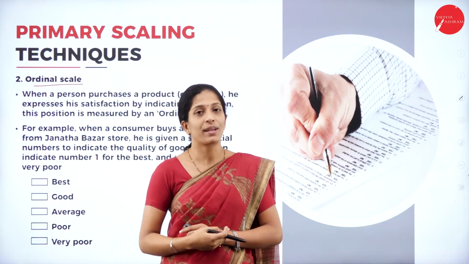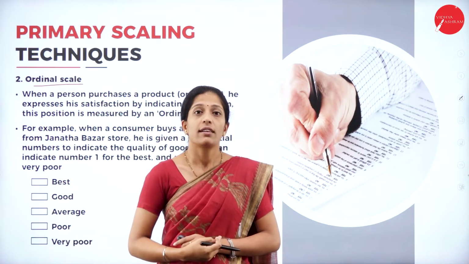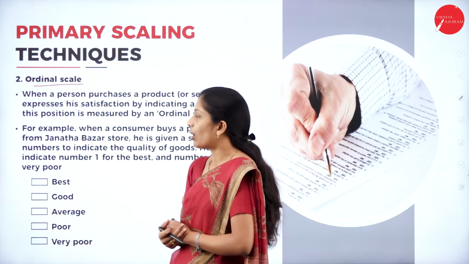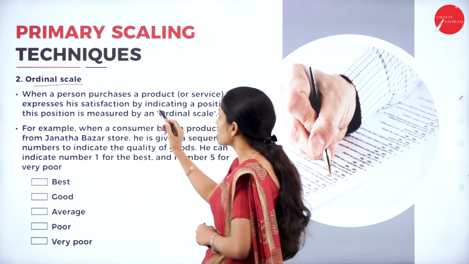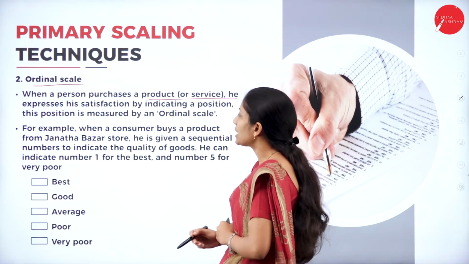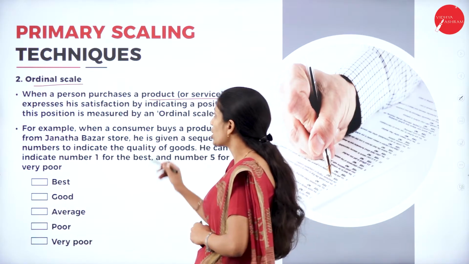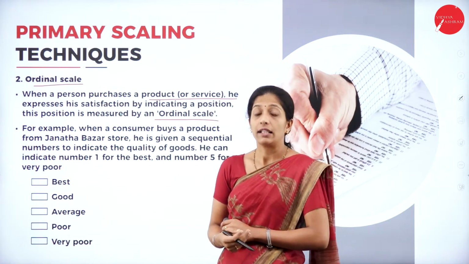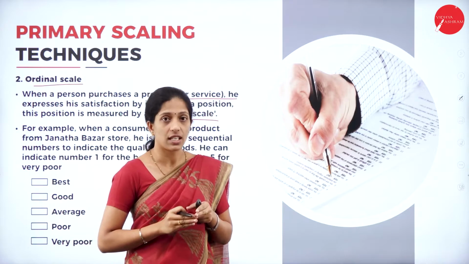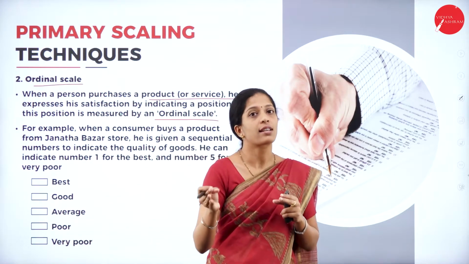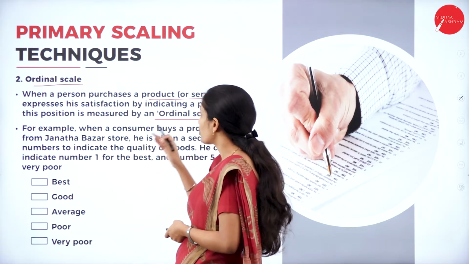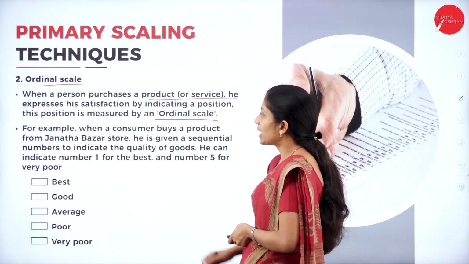The second type is the ordinal scale. We have learnt about the nominal scale, where we had three types: dichotomous scale, nominal with order, and nominal without order. Now, coming to the ordinal scale. When a person purchases a product or service, he expresses his satisfaction by indicating a position. This position is measured by an ordinal scale. So, in order to measure the satisfaction level of a customer about a particular product, we are using the ordinal scale.